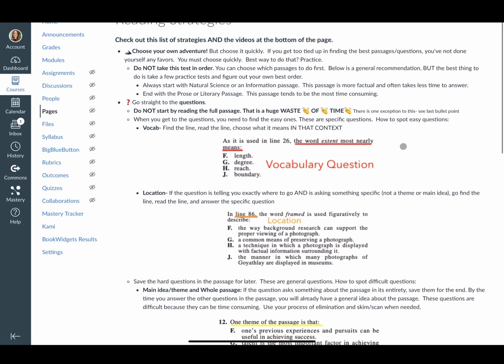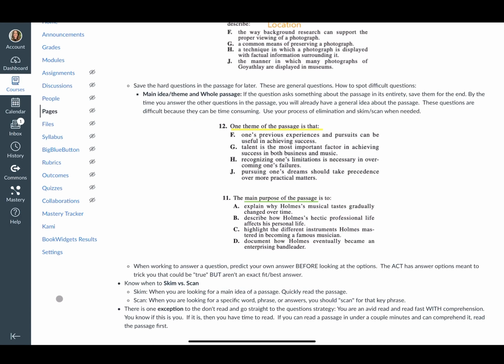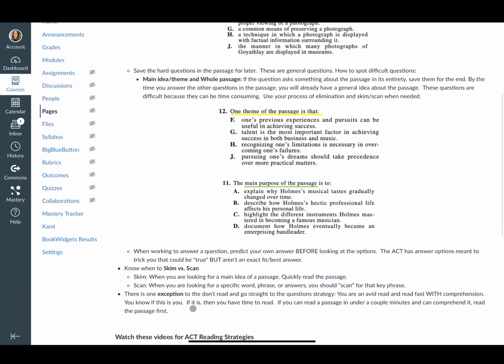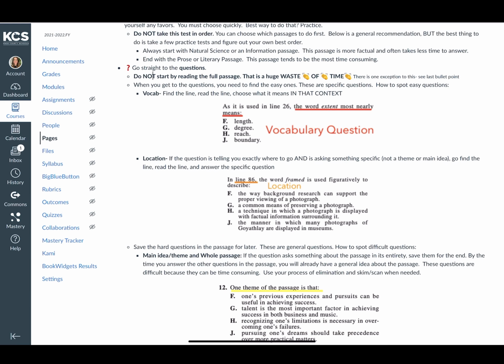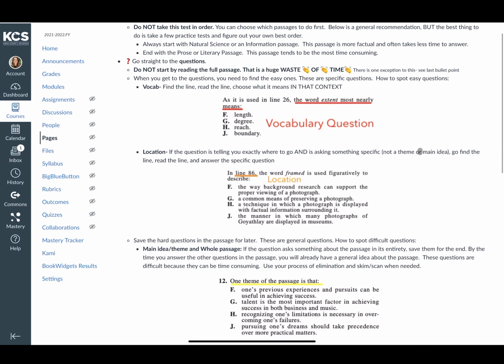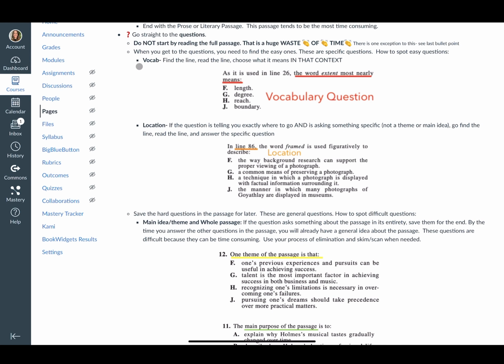There is one exception to this rule, and the only exception is if you are a super fast reader. If you're a fast reader and you can comprehend, then you can ignore that rule. For the rest of us mortals, it is a huge waste of time. Instead, you want to go straight to the questions, and then you want to look for easy questions. The reading section mixes in easy and difficult questions. So an easy question is one that has vocab or a location to find it.